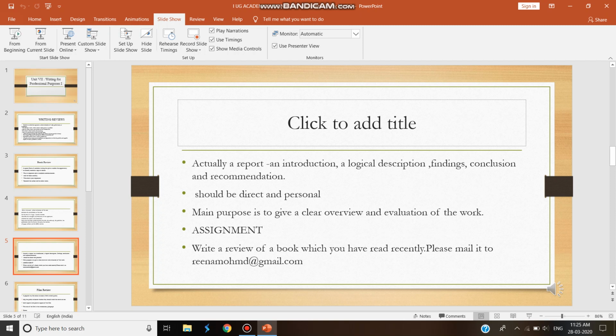And this is holiday time for you, and you might have read so many books. So write a review of a book which you have read recently. So this is the assignment for you from this section. You can write the review of a book which you have read recently. It can be an English book or a Malayalam book. But the review must be in English, and please mail it to reenamohmd@gmail.com. My email ID is given here.